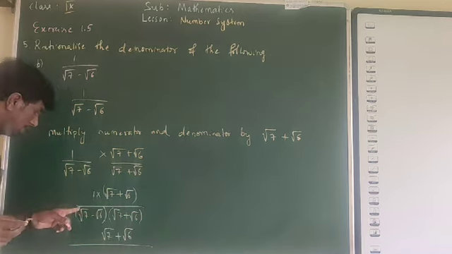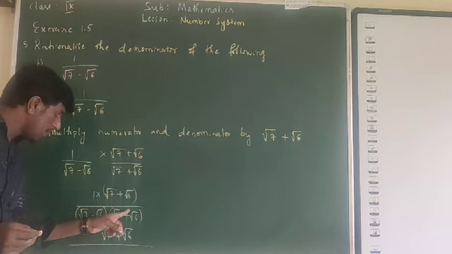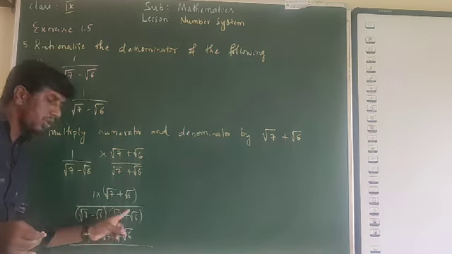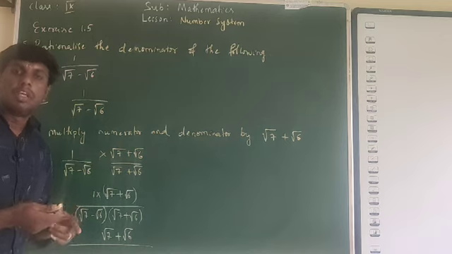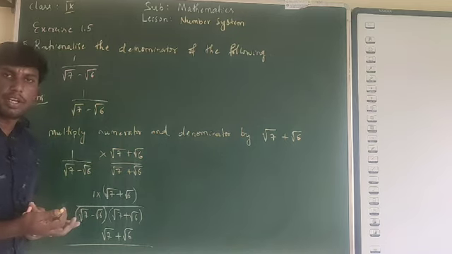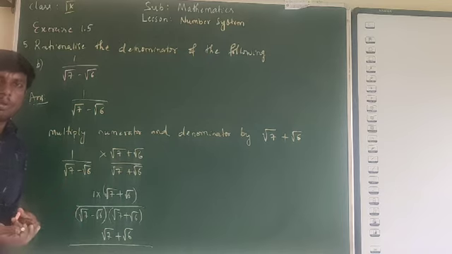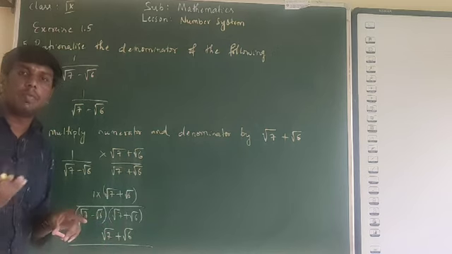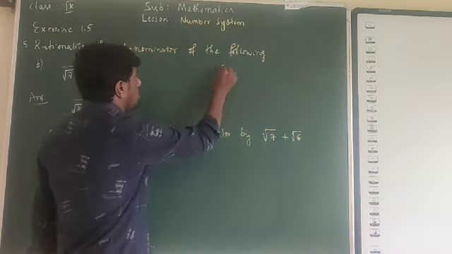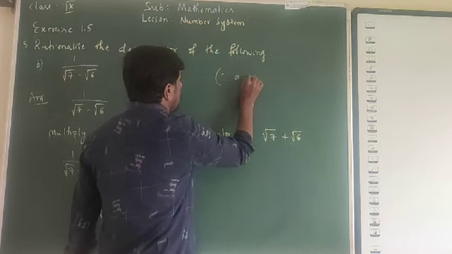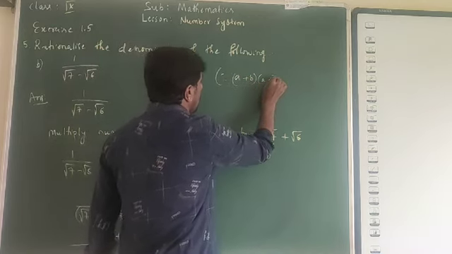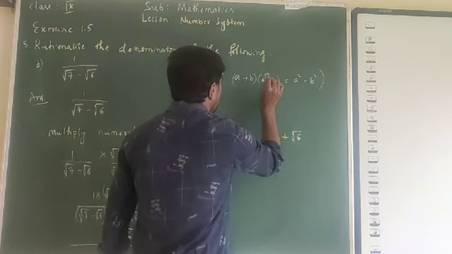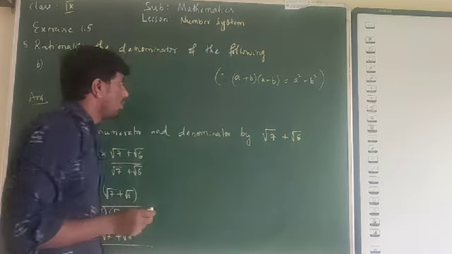If you observe carefully, it is in the form of a minus b into a plus b. What is a minus b into a plus b? A square minus b square. Identity 3 or 4 in polynomials. A minus b into a plus b, or a plus b into a minus b, will be equal to a square minus b square. You know this, right?